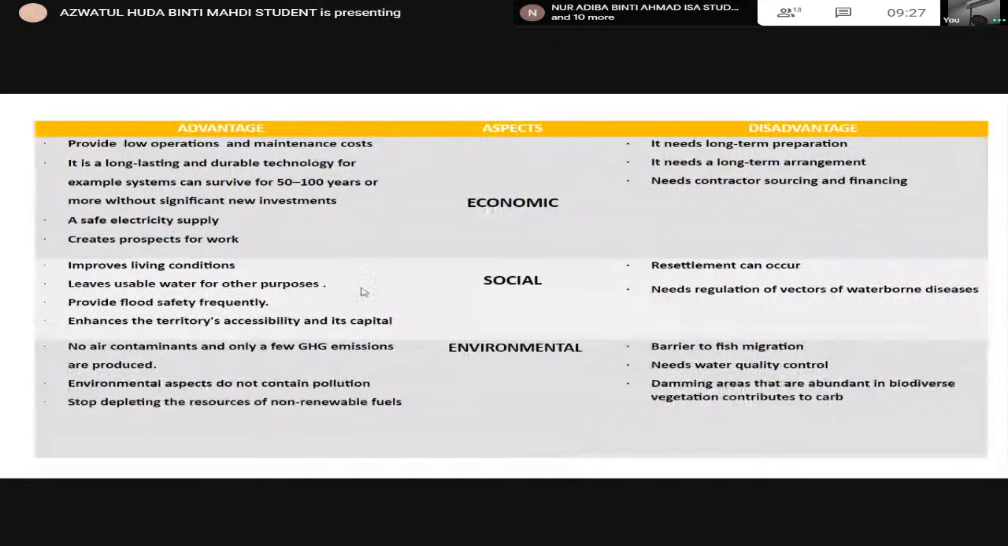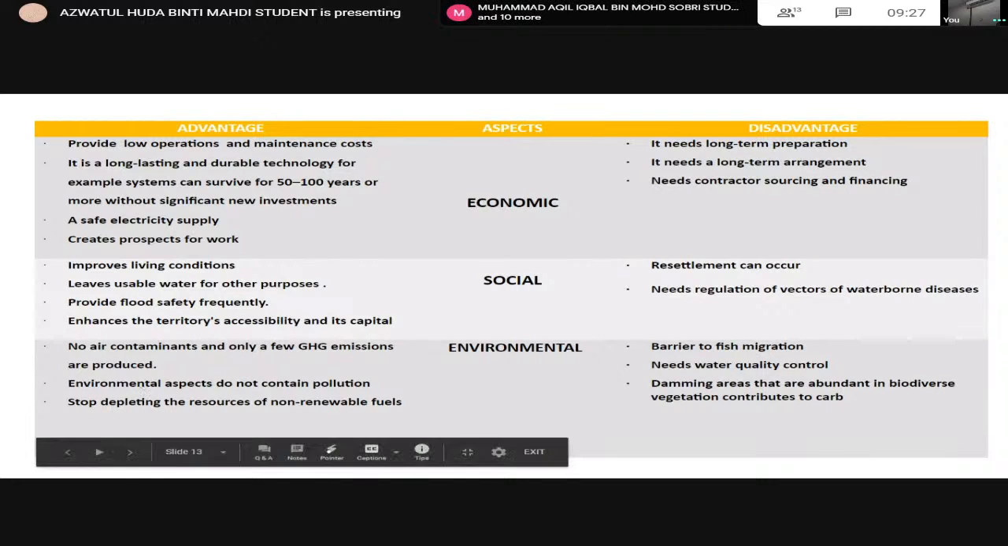Okay, so when we're doing a project, there will be pros and cons. So these are a few pros and cons depending on the economic, social, and environmental aspects. For the first one, the economic, it will create prospects for work. And then the dam will withstand almost 50 to 100 years with low maintenance costs and also low operations. From the social part, when we build the hydropower plant, there will be a disturbance of the housing area for the people nearby. So in the future, resettlement can occur.